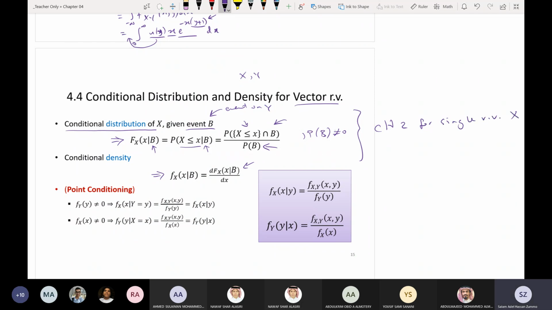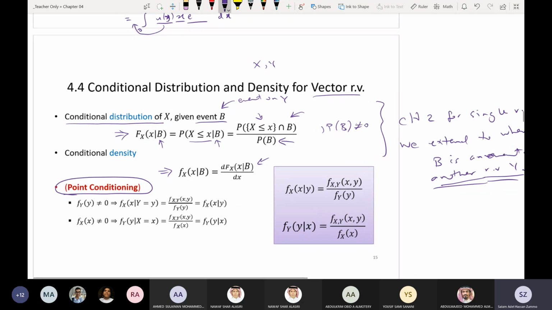Now we will extend it to when we have two random variables, so when the condition B is an event on another random variable Y. This is basically what we'll do today. We will consider B, which is an event on Y. There are two cases. First is point conditioning, and second is interval conditioning. We'll talk about these two in detail.